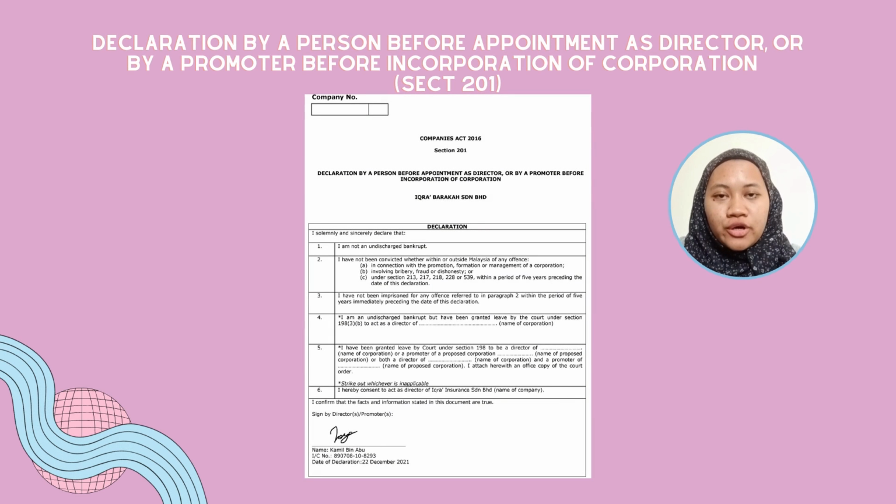Assalamualaikum warahmatullahi wabarakatuh. My name is Siti Khadijah binti Salihuddin, matric number 1182144. The next form is the declaration by a person before appointment as a director. Based on Section 201 of the Companies Act 2016, a person shall not be appointed as a director of a company unless he has consented in writing to be a director and made a declaration using this form to declare that he is not disqualified from being appointed or holding office as director of a company under the Act.